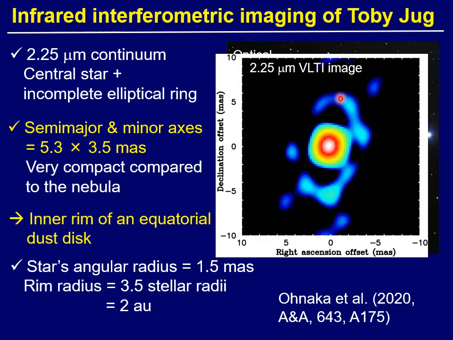And the size of the ring is 5.3 milliarc seconds times 3.5 milliarc seconds. And the star's angular radius is about 1.5 milliarc seconds. So the inner rim is quite close to the star, actually only 3.5 stellar radii away, or 2 astronomical units. We come back to this point later.